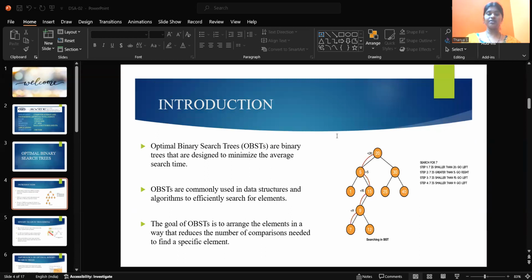First part, the introduction. Optimal binary search trees, also known as OBSTs, are binary trees that are designed to minimize the average search time. These are commonly used in data structures and algorithms to efficiently search for elements. The goal is to arrange the elements in a way that reduces the number of comparisons needed to find a specific element.